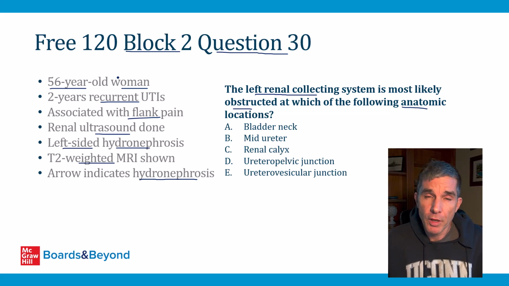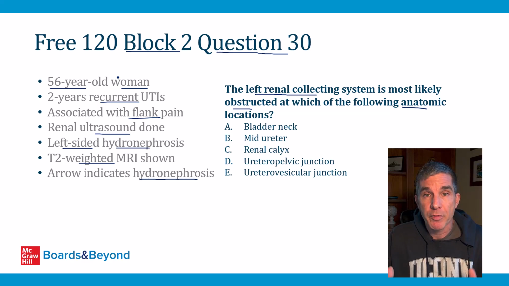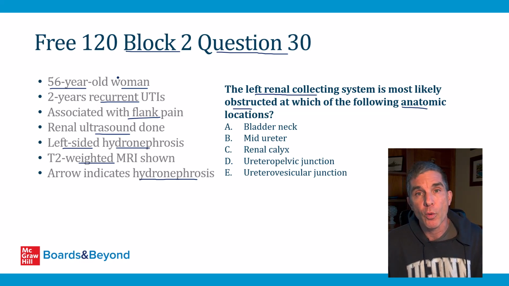What's cool about this question, what I really like about it, is that most medical students will have never seen a T2 weighted MRI of the abdomen, and you don't have to have seen one of these in order to answer this question. They're basically showing you a T2 weighted MRI of the abdomen. They're telling you which side is abnormal and which side is normal, and they're asking you to apply logic and see if you can figure out where the obstruction in the urinary system must be.